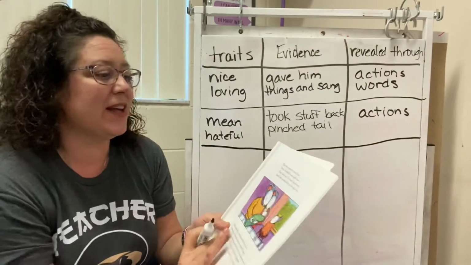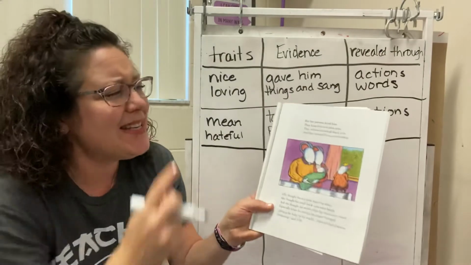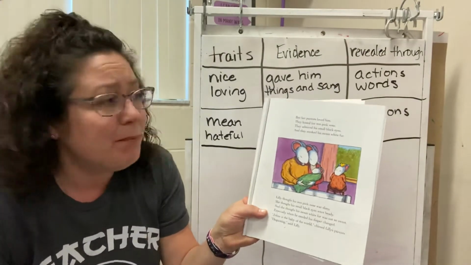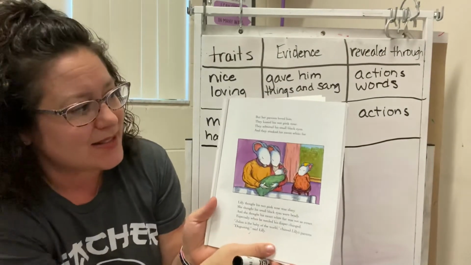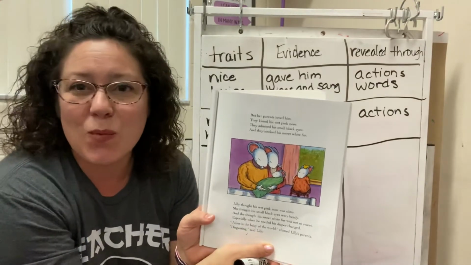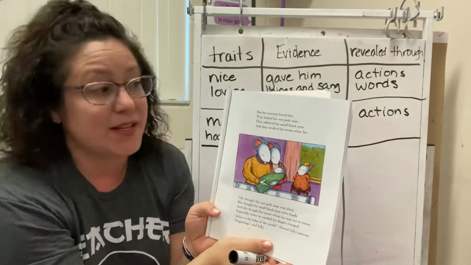But her parents loved him. They kissed his wet pink nose and admired his small black eyes. And they stroked his sweet white fur. Some good sensory details, right?